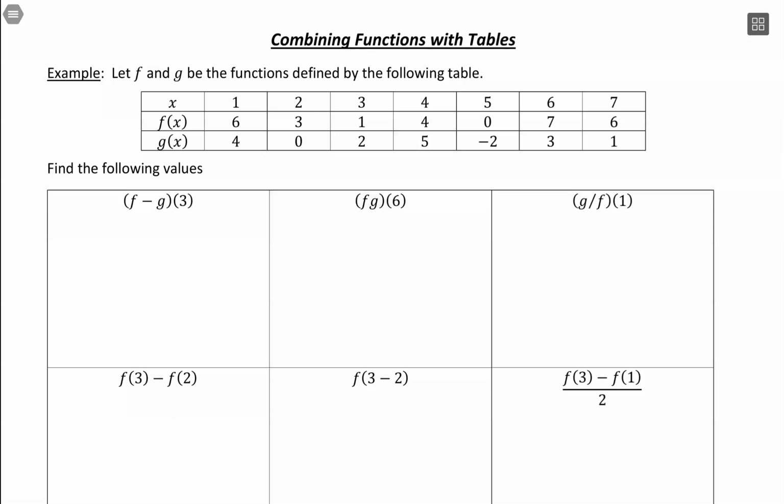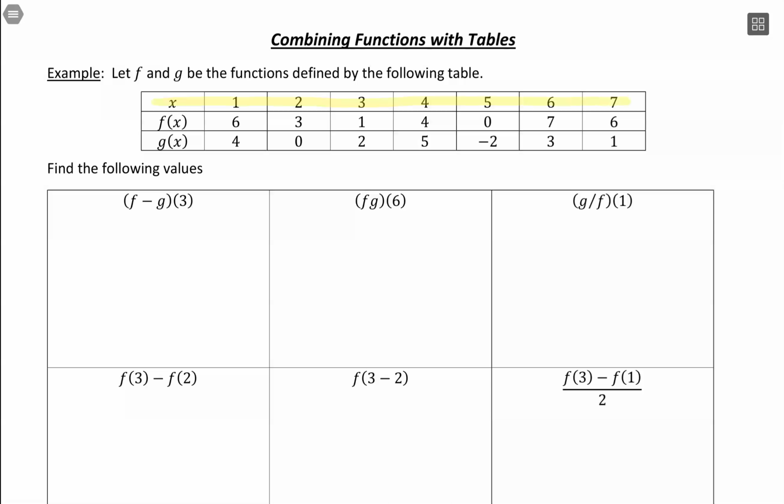So let's look at combining function values using a table. What we can see here is we have our shared inputs of x, and then we can see the function outputs for f of x and the function outputs for g of x. Sometimes what can help here is separating where x is from the function outputs, so you don't mix them up. So those are our x values.